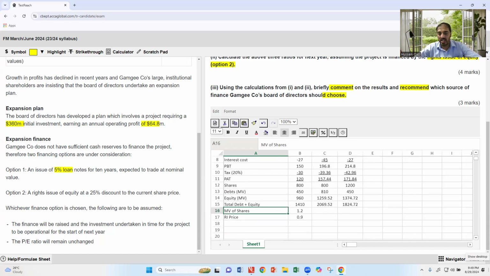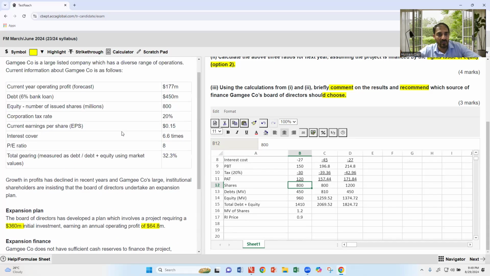Then profit after tax, you need to work out for the shares. 800 shares, so from where do you identify the shares? 800 shares. For debt finance, the shares remain same. For equity finance, you have to calculate the number of shares. How to calculate the number of shares? It's very simple.